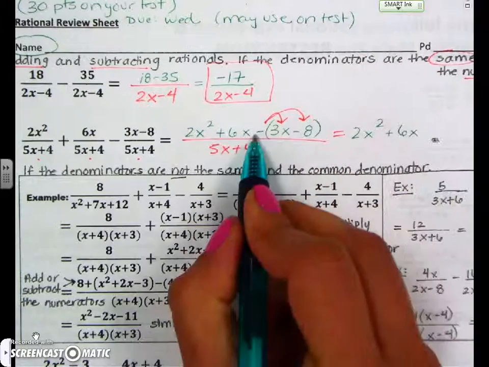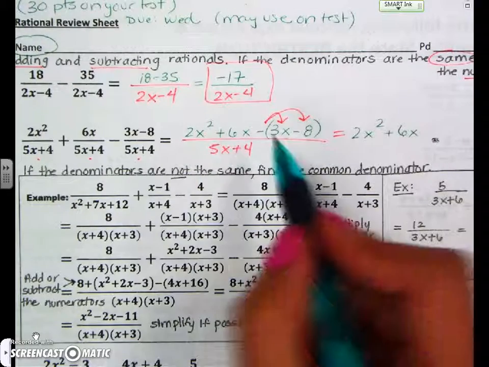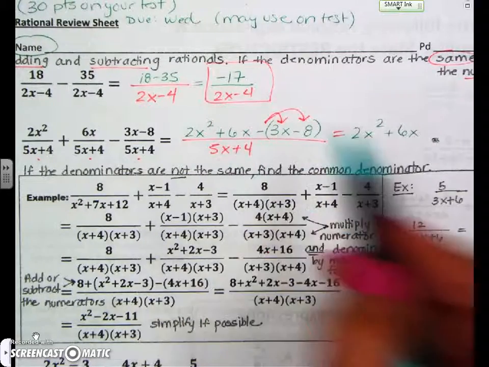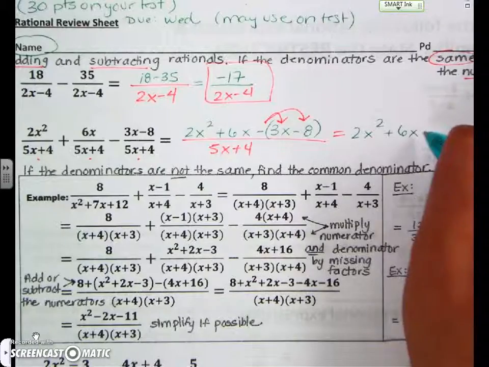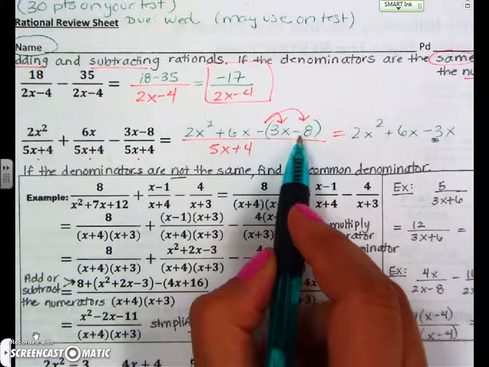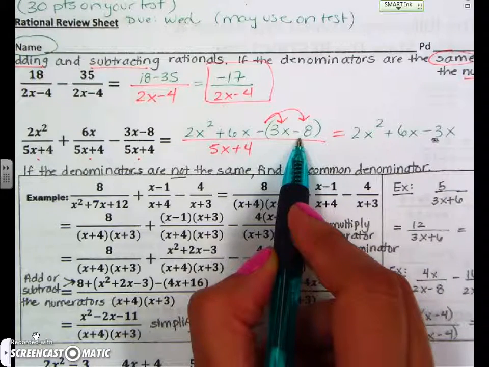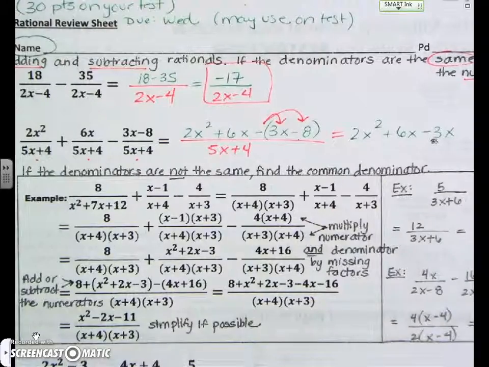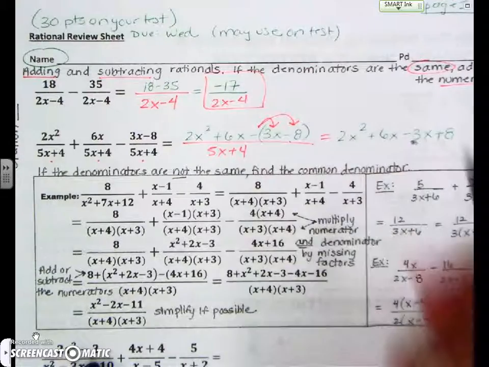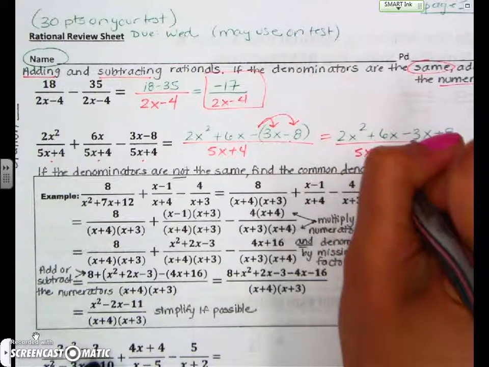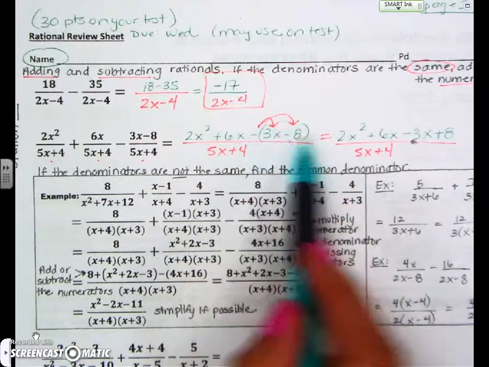What is negative 1 times 3x? What's a negative times 3x? Okay, thank you. Negative 3x. Negative 1 times a negative 8? Negative times a negative is a positive 8. There you go. Okay, we're just beginning, so we're a little rusty right now. 5x plus 4. Okay, my denominator stayed the same, and all I did was add the numerators.